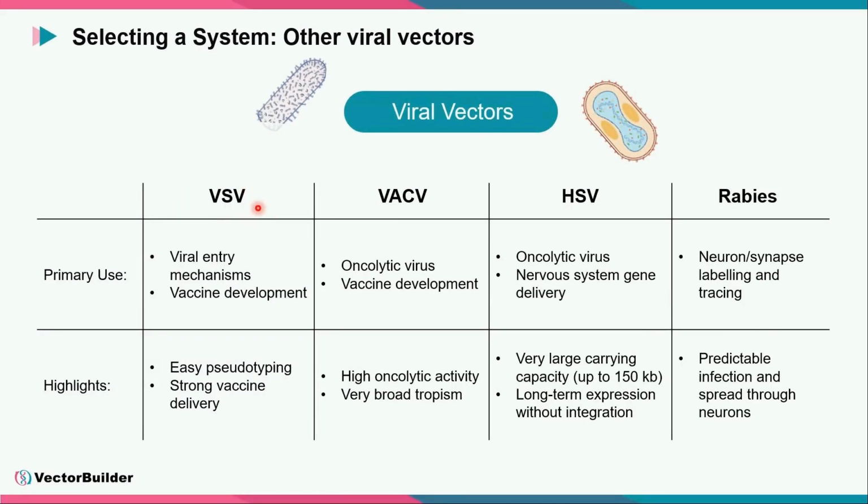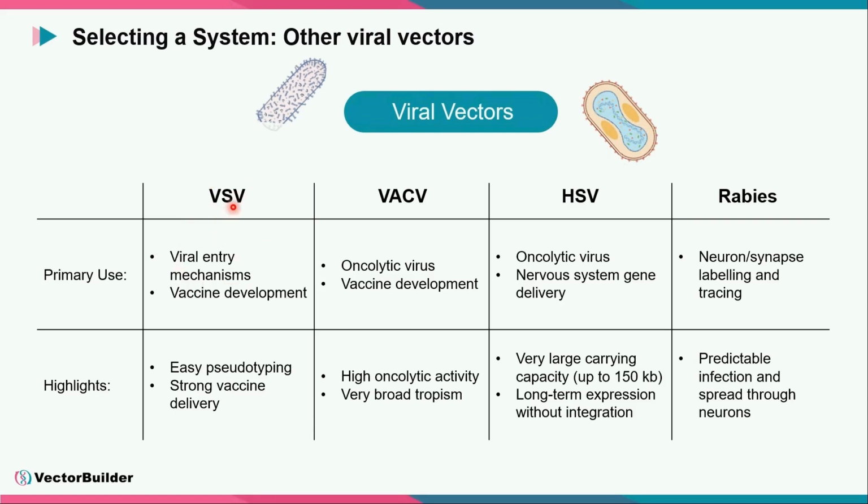For instance, vesicular stomatitis virus, or VSV, can be really easily pseudotyped. This means that we can put different proteins on the viral envelope, allowing it to either have specific targeting abilities, or we can mimic other viruses and study viral entry mechanisms.